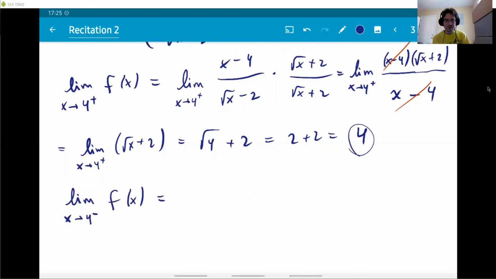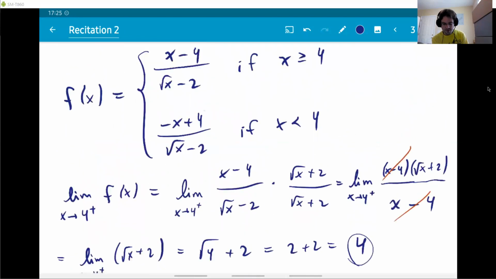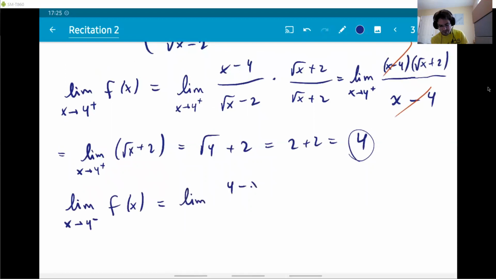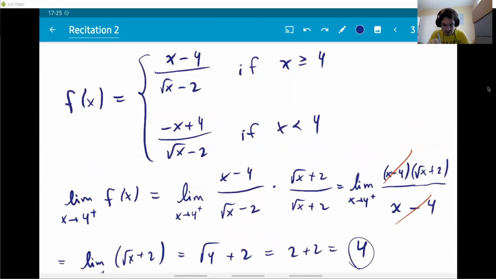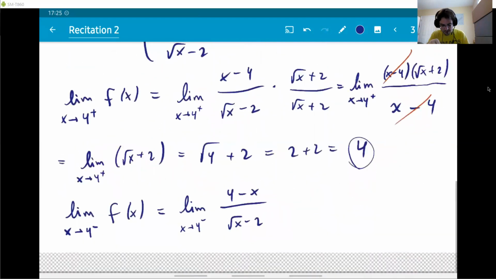What's different in here when you're coming from the left is that now x is less than 4, which means you have to use the second expression for the function f instead of the first. So I'm going to write that in here, but then everything else will be the same. You can solve this by the same method, or you can simply realize the difference between this limit and the one above is that the numerator has changed sign. I wrote 4 minus x. I guess I had written minus x plus 4. Yeah, that's the same thing, right? Minus x plus 4 or 4 minus x is the same thing.